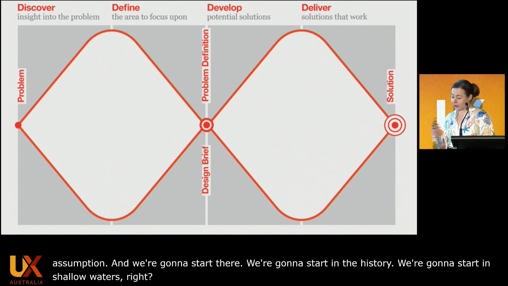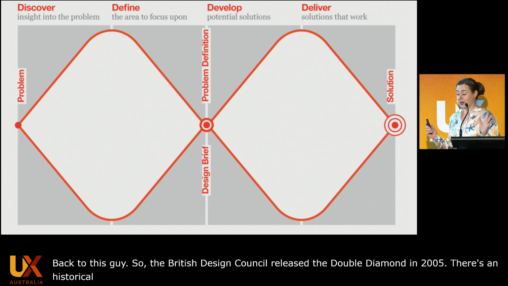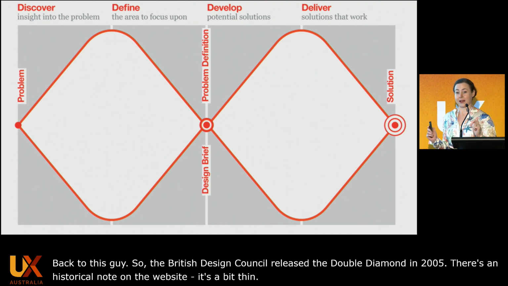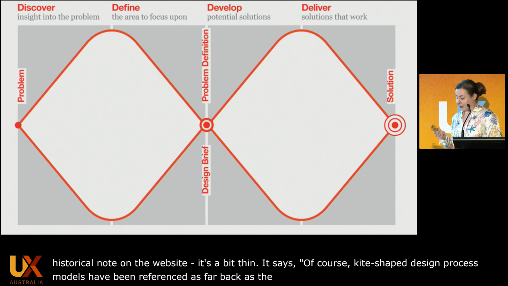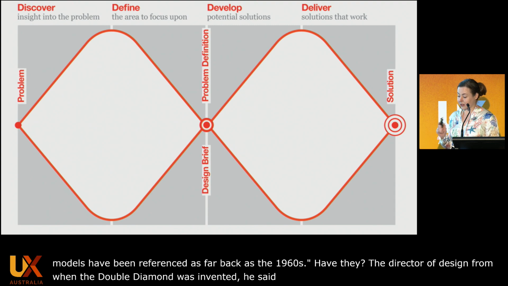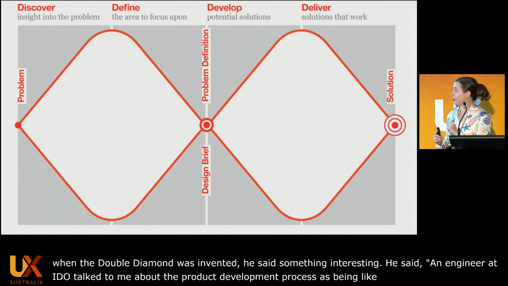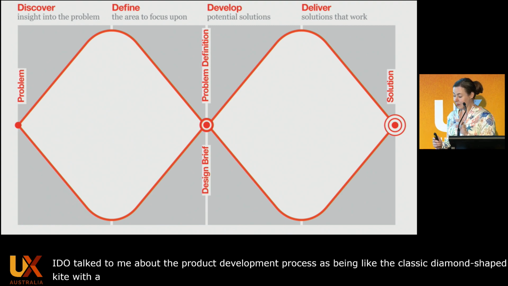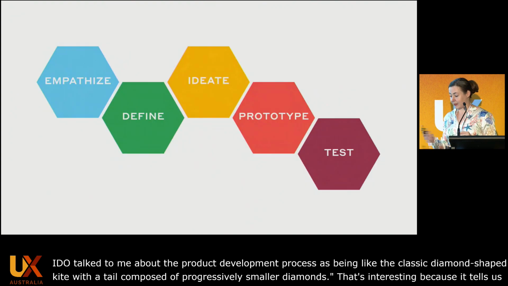Back to this guy. So the British Design Council released the double diamond in 2005. There's a historical note on the website. It's a bit thin. It says, of course, kite-shaped design process models have been referenced as far back as the 1960s. Have they? The director of design from when the double diamond was invented, he said something interesting. He said, an engineer at IDEO talked to me about the product development process as being like the classic diamond-shaped kite with a tail composed of progressively smaller diamonds.